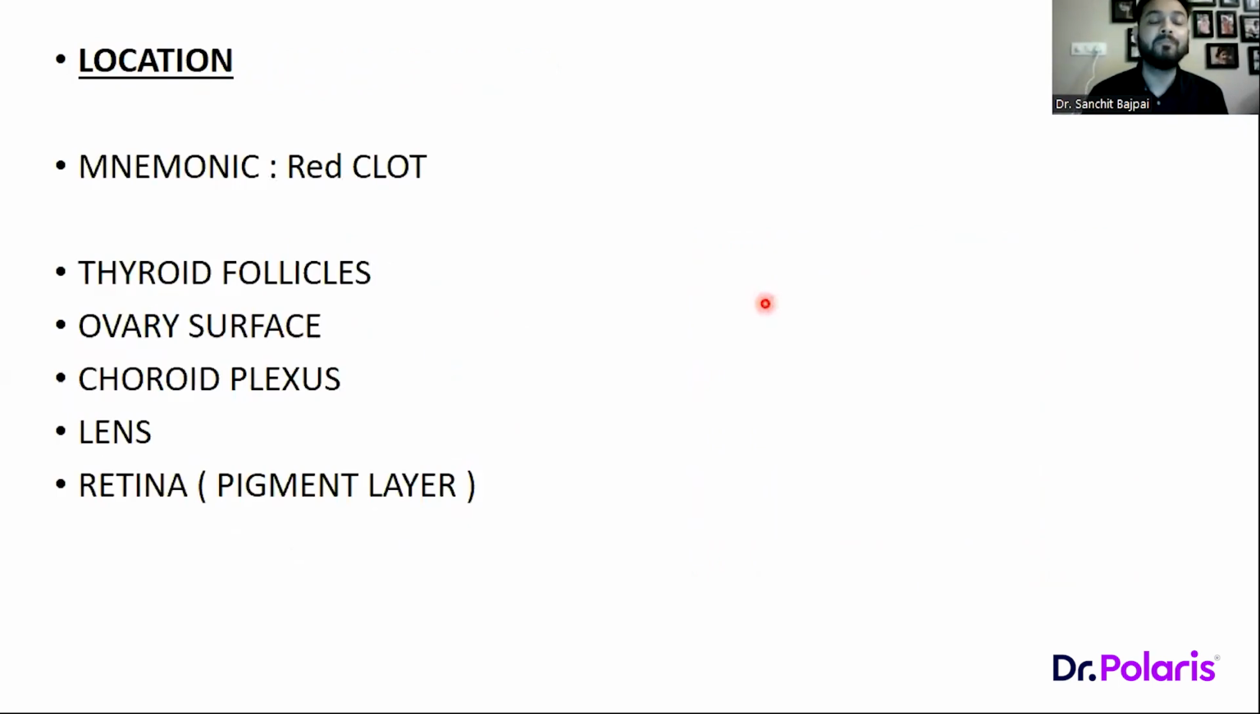Now we move on to the location of this cuboidal epithelium. In order to remember, here also you have a mnemonic. Just remember the mnemonic RED CLOT. A clot is always red in color, so remember this mnemonic. Now, how do you remember this? Red means R. R means retina, the pigment layer, which is also something colorful, pigment-like. So the retinal pigment layer is lined by this kind of epithelium. That is R. Then comes CLOT.